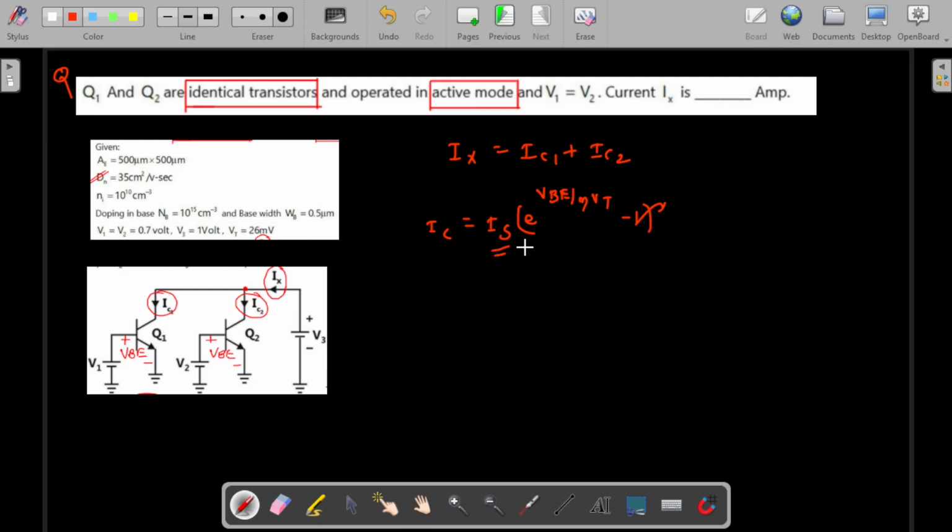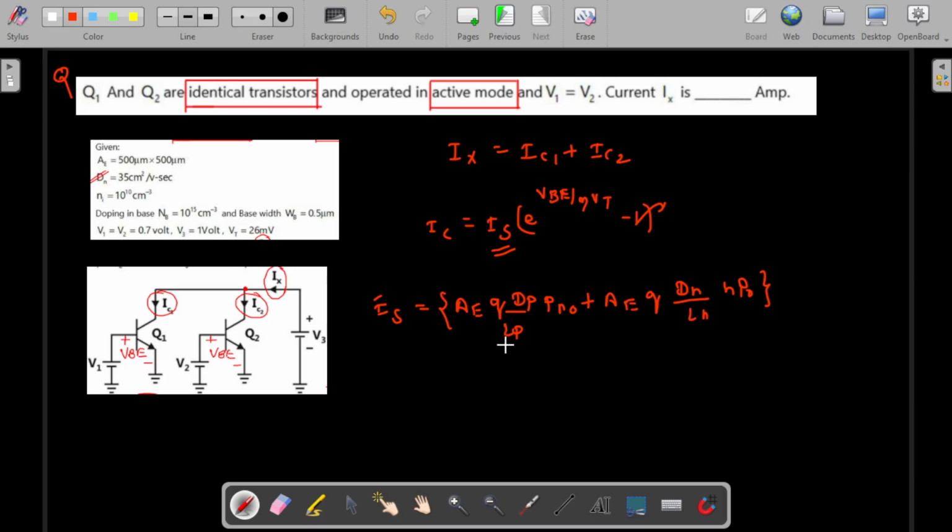IS has also not been given, so we need to find IS first. We know IS is equal to AEQ DP over LP times PN0. We solved this in the previous 4-5 classes, so please watch that one. Similar to the diode current, we have this formula, AQ DN over LN, with some constant. In the majority of cases they will provide this, but here, to twist you, they haven't provided it, so we need to find it.